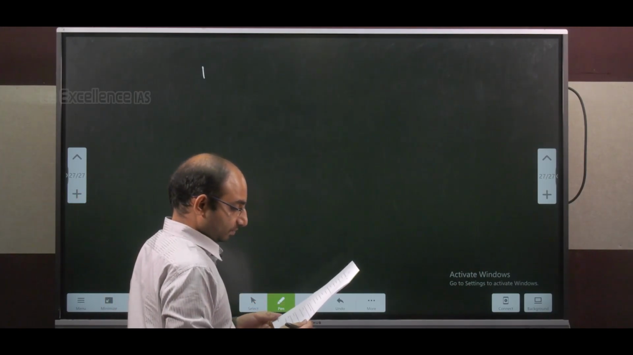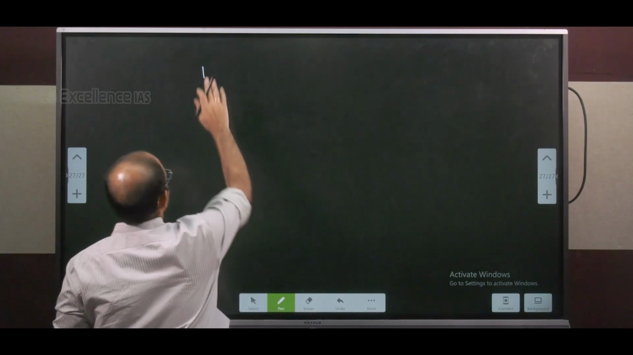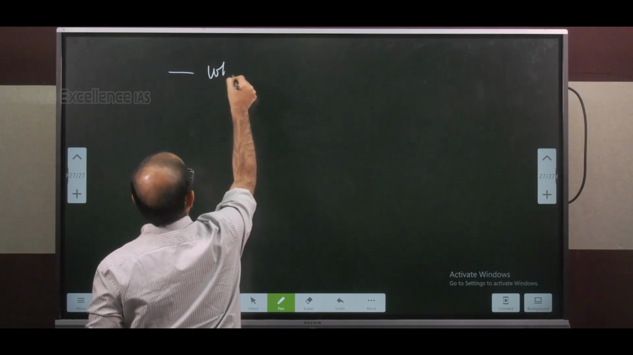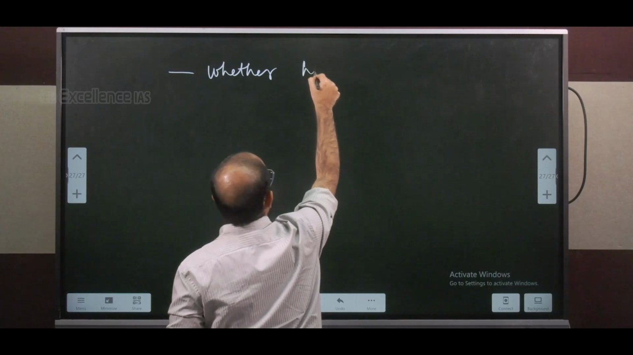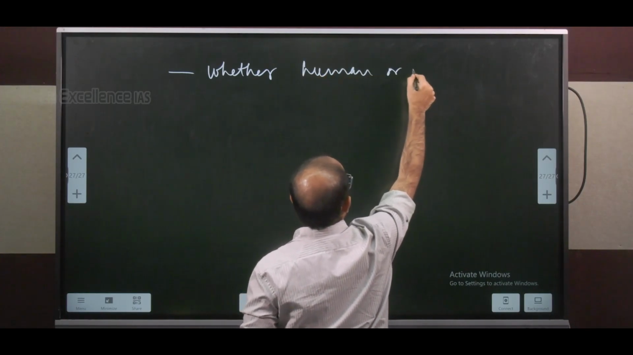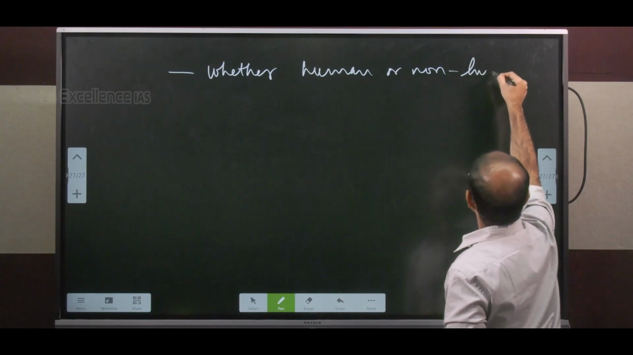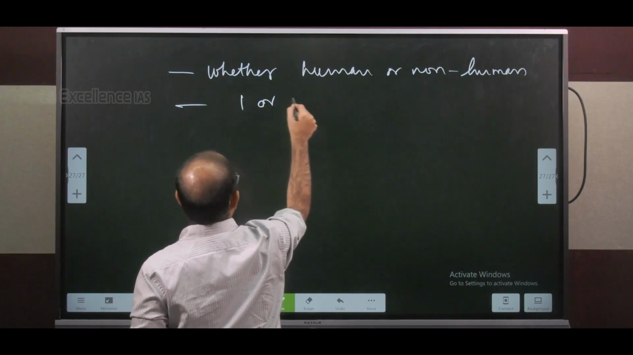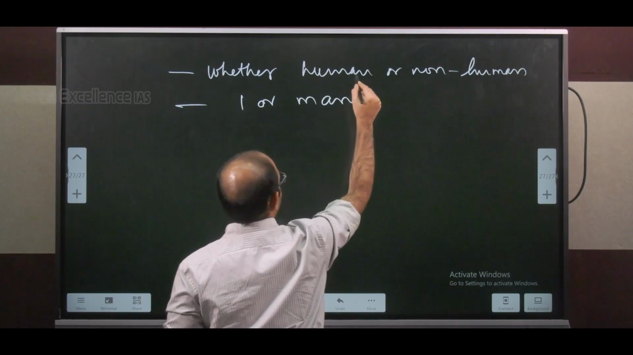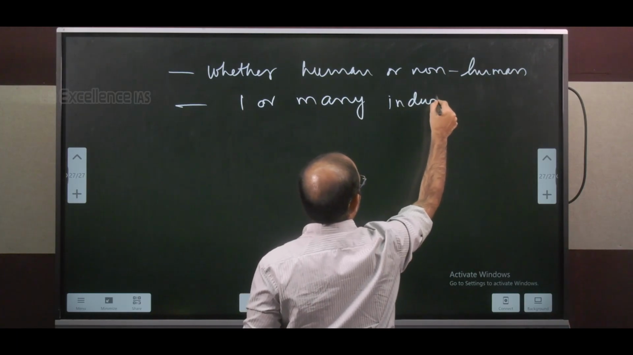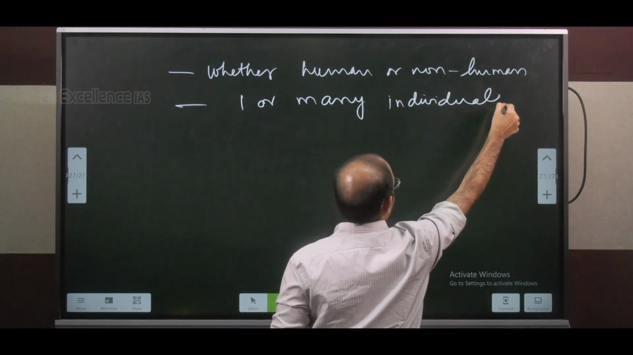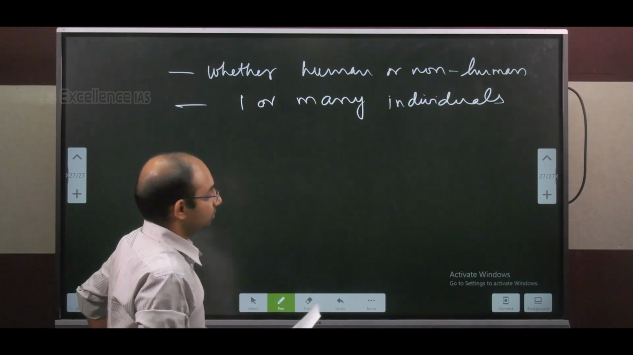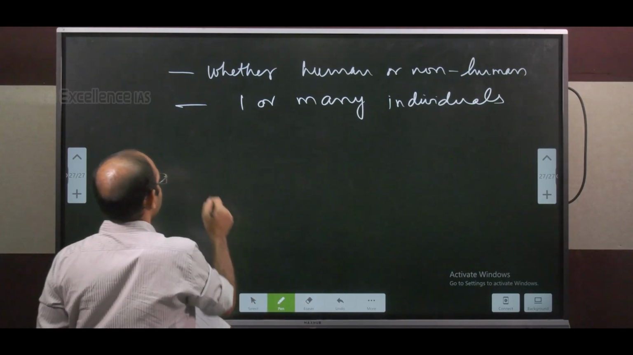So what is the forensic anthropologist method? When it finds this evidence, the first thing to do is to check whether the bones are human or non-human. First we have to verify this. Once this is done, we have to see whether there is one or many individuals involved here. The bones that you found belong to one person, or do they belong to many persons?